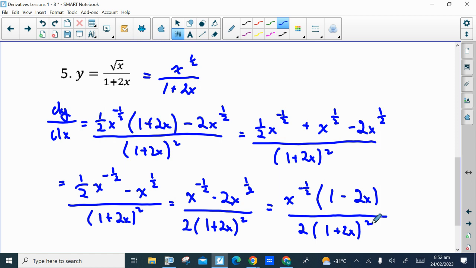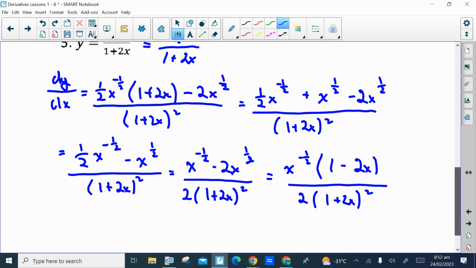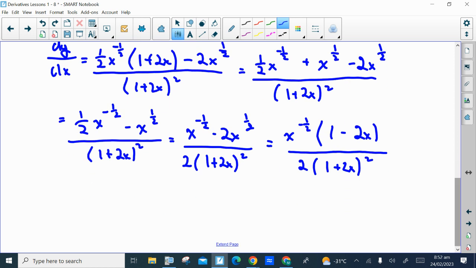And now we can take the factor of x to the negative 1/2 that's on top, and we can move it down to the bottom, and that'll make that exponent positive. So you're just going to have 1 minus 2x on top, and on the bottom we would have positive x to the 1/2, which would be root of x times the 2 times the 1 plus 2x all squared.